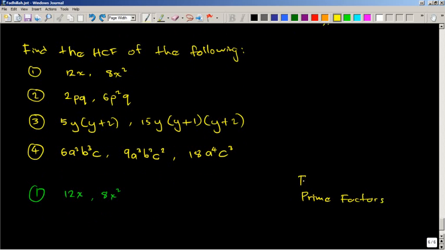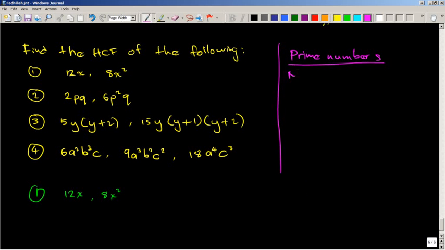Oops, terlupa. Prime numbers are numbers that are not divisible. Let me change everything to a different color lah, so that you can see clearer. Prime numbers: numbers that cannot be divided.